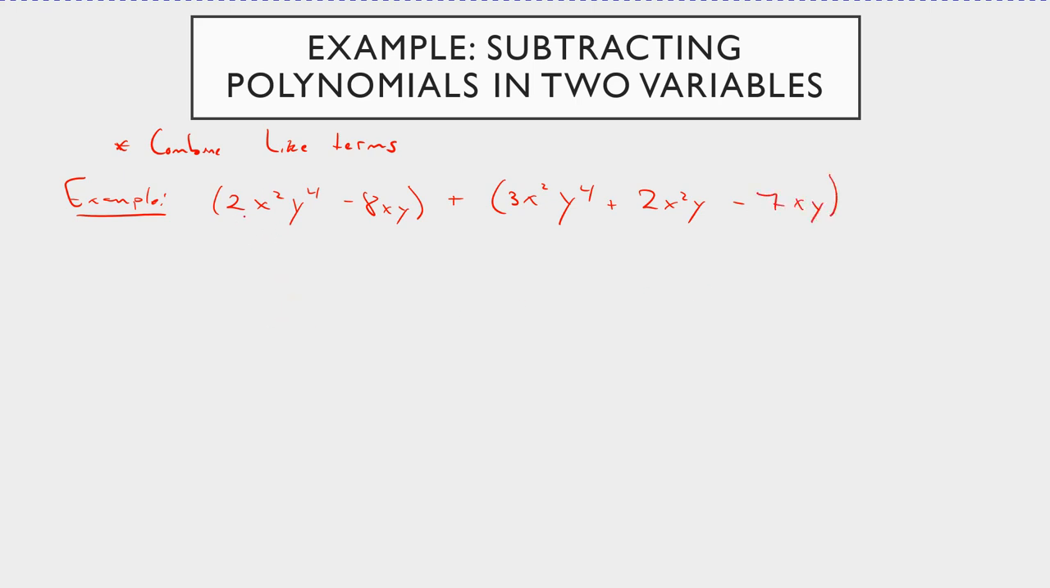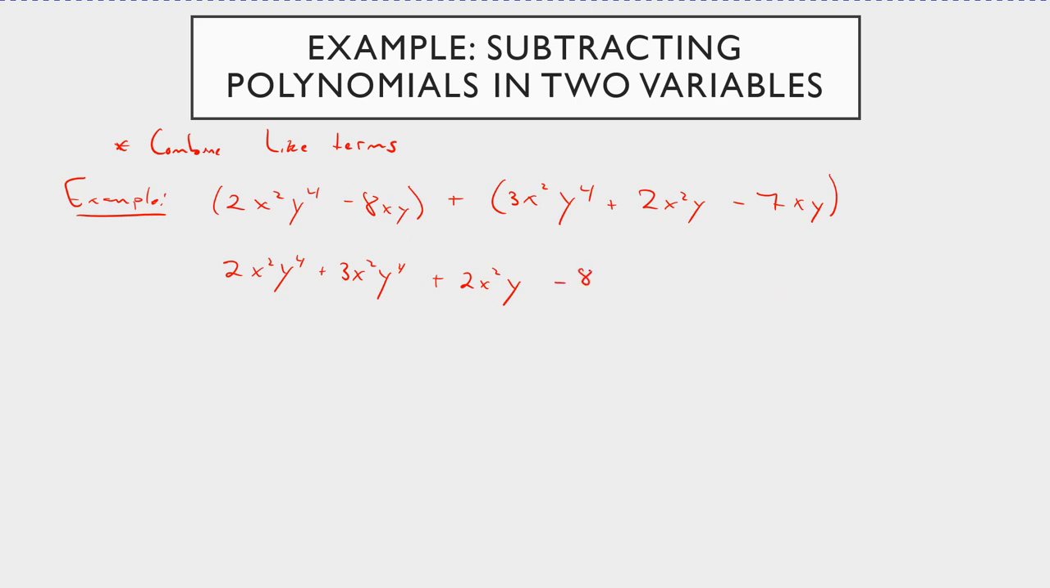All right, well, look here. You're going to have to combine like terms, so they need to have the same variables and exponents. So 2x squared y to the 4th, its like term is right over here: 2x squared y to the 4th plus 3x squared y to the 4th. Now look here, 2x squared y has no like term, so I'm just going to put this here. No other term is a like term. Now minus 8xy, minus 7xy.